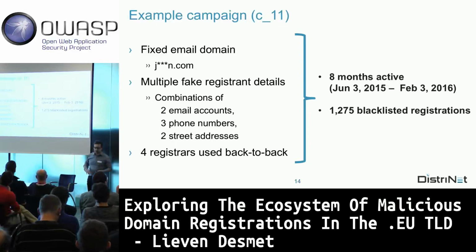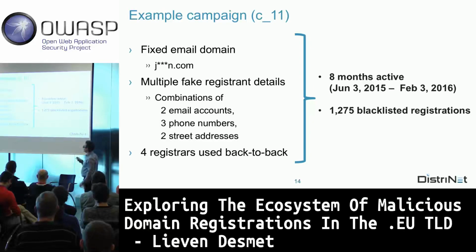This is campaign C11, and you will see numbers later on campaigns. But this campaign was running for about 8 months, from June to February, and consists of about 1,200 domain names that were flagged by external parties. So we did not say that they were malicious. External parties were saying that those were malicious.